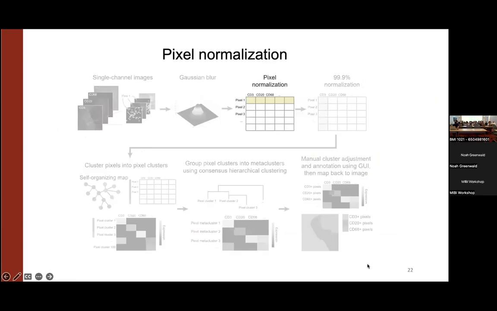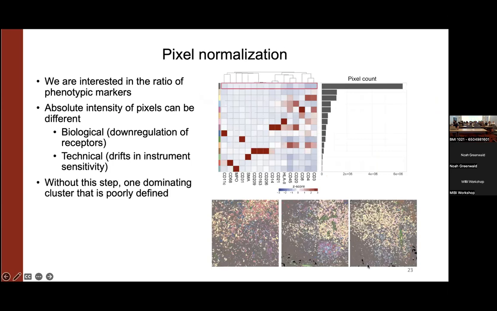Okay, so the next step of the pipeline is this pixel normalization step. In this step, what we do is divide each pixel by its total expression, so that each pixel sums up to 1. So why do we do this? The reason behind this step is that when we're doing phenotyping, what we're truly interested in is the ratio of the phenotypic markers. The absolute intensity of the pixels can be different for a variety of reasons. For example, biological, there's downregulation of receptors upon activation, or technical, which we've talked a lot about already today, such as drift and instrument sensitivity.